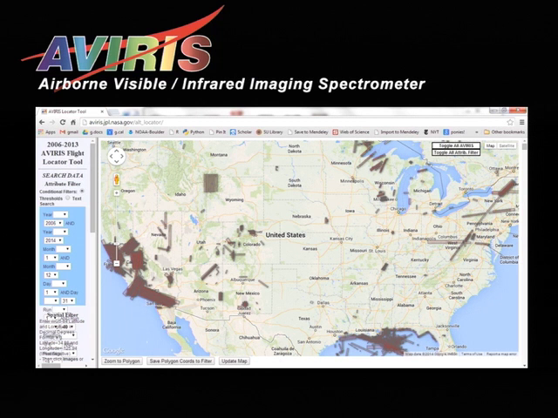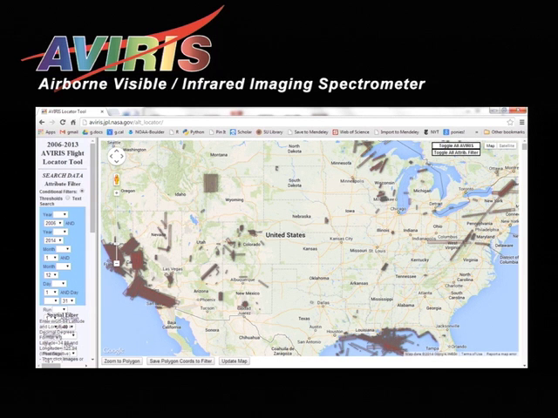So they flew a lot in California because JPL is in Pasadena. And they did a whole bunch of stuff after the Deepwater Horizon oil spill. So that's what that is all about. But they've also flown a little bit in Michigan. I've worked a little bit. That's Kellogg Biological Station right there.